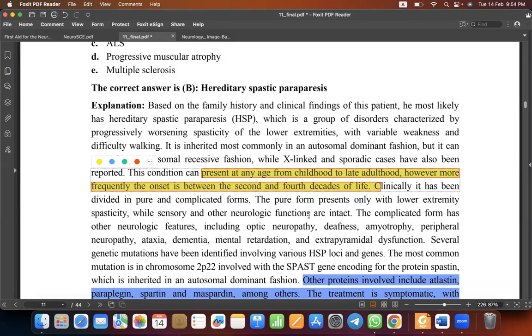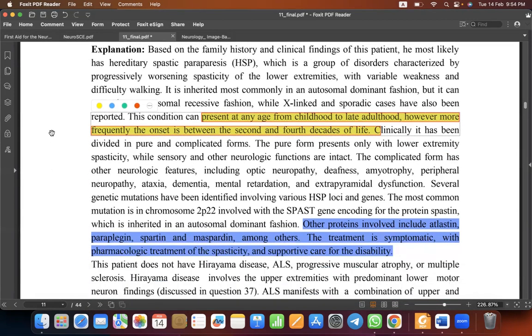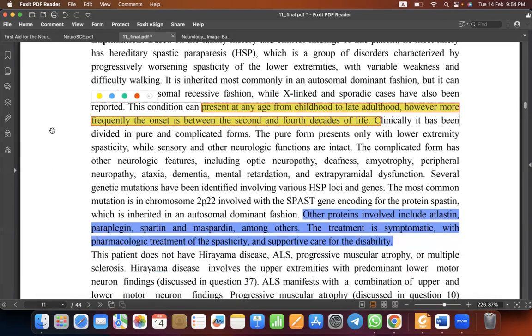Whenever we want to think about the gene, it is hereditary spastic paraparesis, so the gene will be HSP. That will involve chromosome 2. Whenever chromosome 2 is involved, it is the SPAS gene. The SPAS gene encodes the protein spastin. So the spastin protein can have these sorts of problems. There are some other proteins as well. So atlastin, that will be paraplegia. There are some other proteins as well.